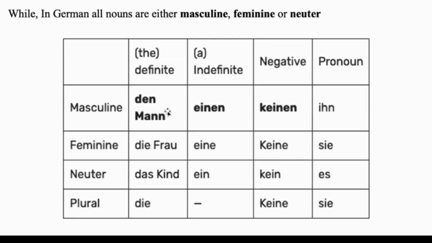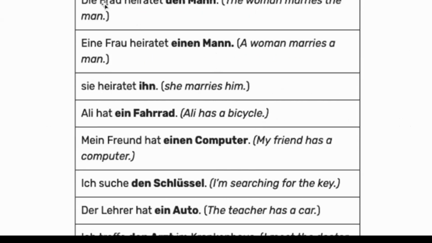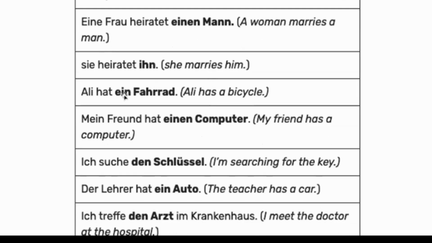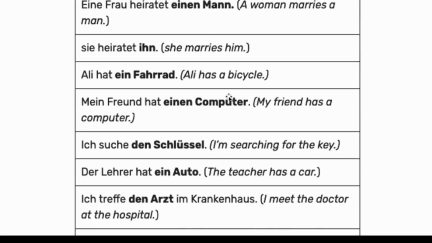Okay. If you want to make a sentence in the accusative case, we will change the object when we have a masculine noun. It can be den. For indefinite, it can be einen, and for the negative case, it can be keinen. Okay, you can check a few examples. For example, die Frau heiratet den Mann. The woman marries the man. Eine Frau heiratet einen Mann. A woman marries a man. Sie heiratet ihn. Means she marries him.